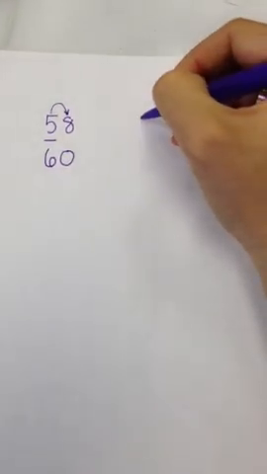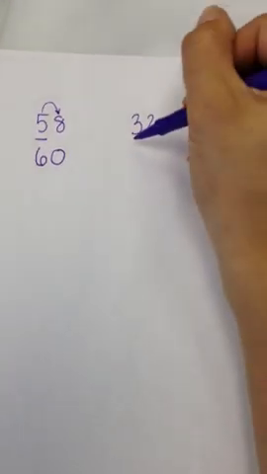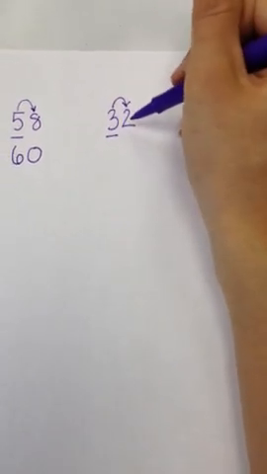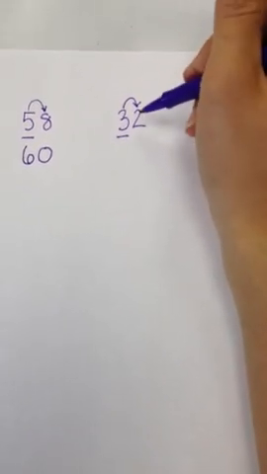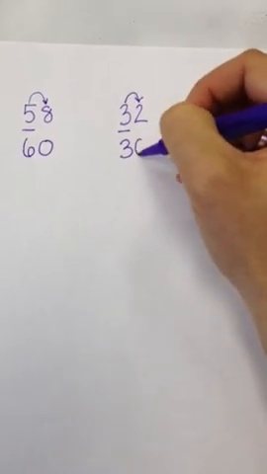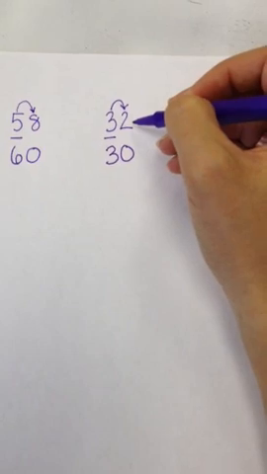Let's try another one. For example, the number 32. Rounded to the nearest 10, we underline the tens place, check the neighbor. The neighbor is less than 5. Therefore, the 3 stays the same and the 2 moves to a 0. 32 rounded to the nearest 10 is 30.